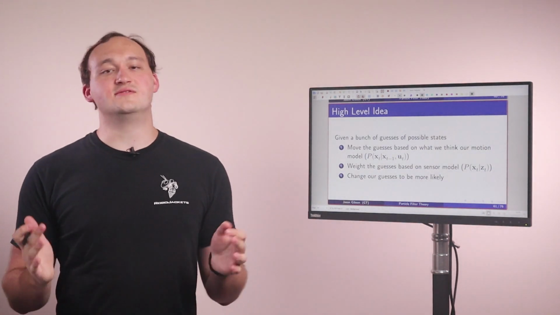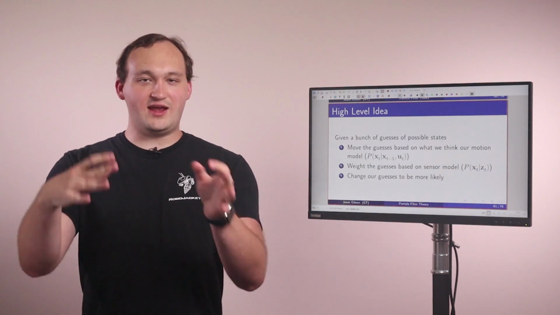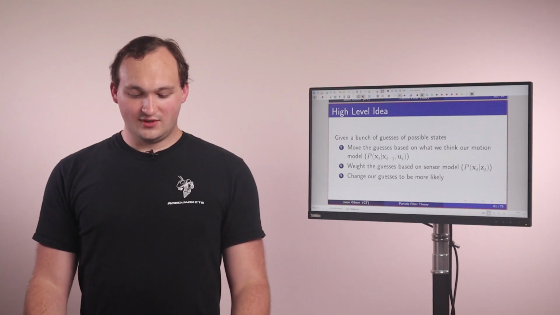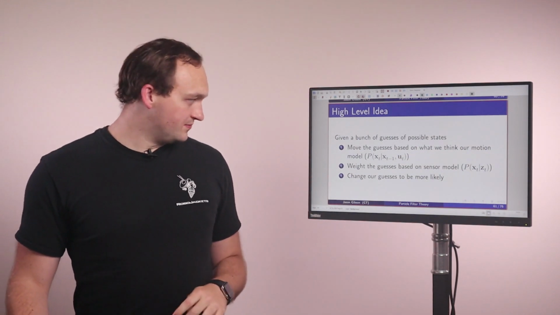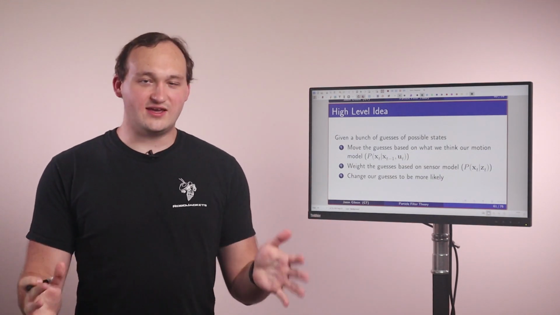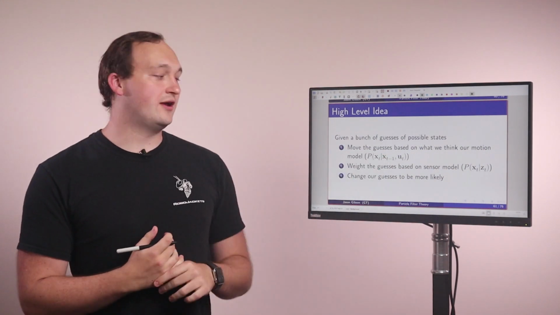So let's say I have a bunch of guesses. Let's say I have a robot in a 2D plane, and my robot could be anywhere on this 2D plane. So given that I have a bunch of guesses, what I can do is these particle filter steps here. The first thing I'm going to do is take my guesses and move them based on how I think they should move. So I have some motion model there.